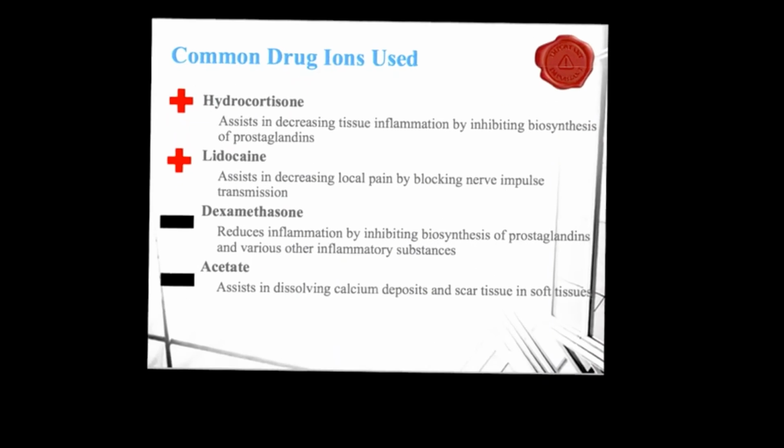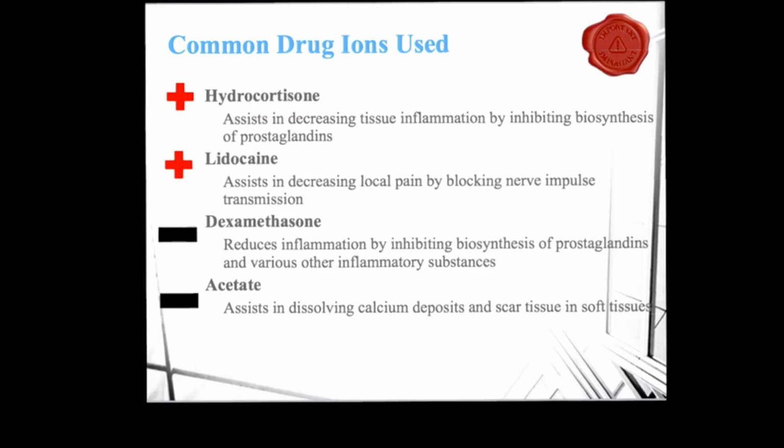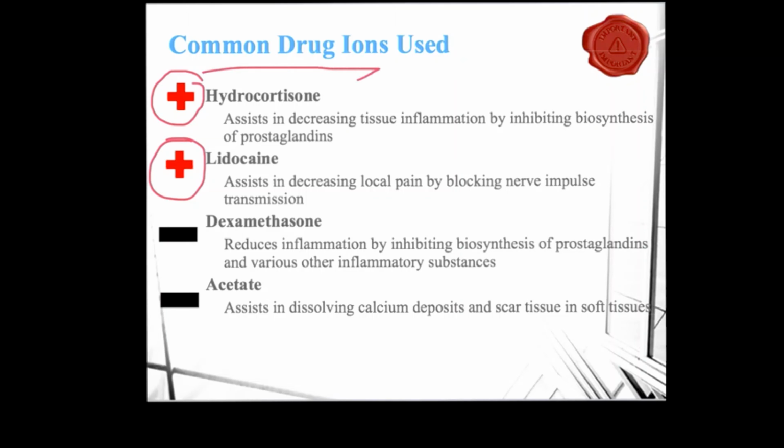Now, this is another very important slide to look at, the medications. So what are the commonly used medications? I put them down to the top 4 right here. You have hydrocortisone and lidocaine. Those are both going to be positively charged. So if they're positively charged, we know they are going to go under which electrode? They are going to go under the anode.